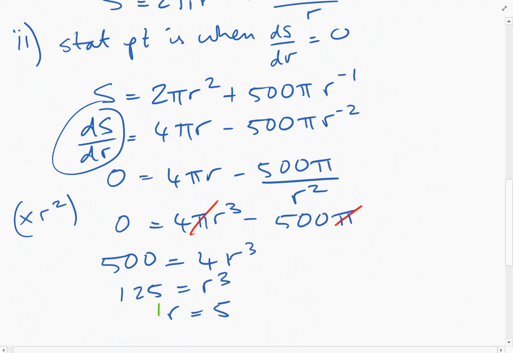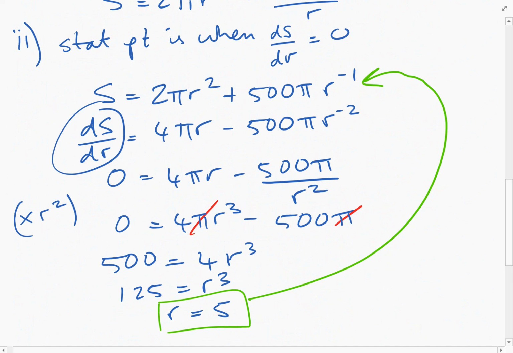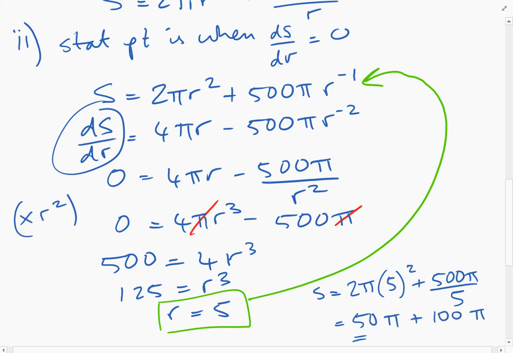So we now need to substitute this back into the original equation here for s. So if we do that, s equals 2 pi times 5 squared plus 500 pi all over 5. So what's that? 25 times 2, so that's 50 pi plus 100 pi. So that is 150 pi, which is the answer to part 2.